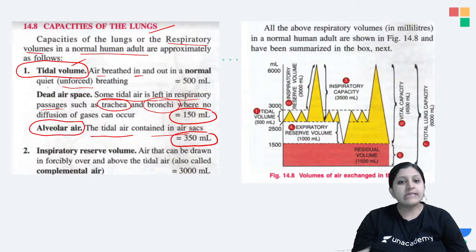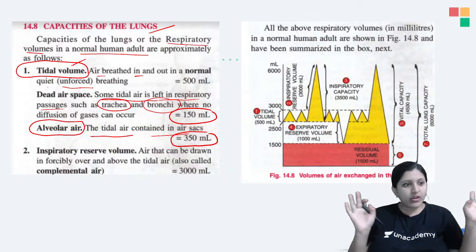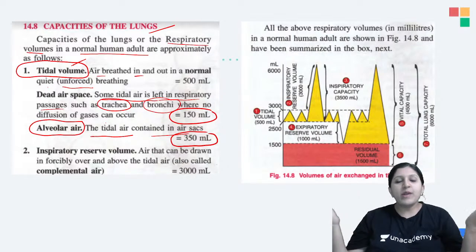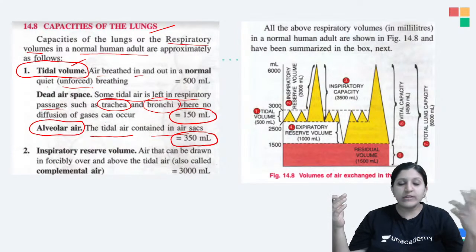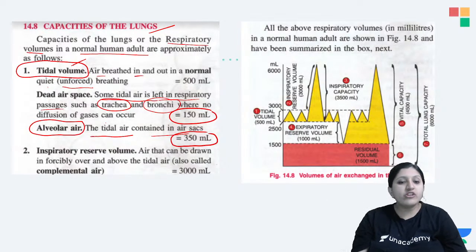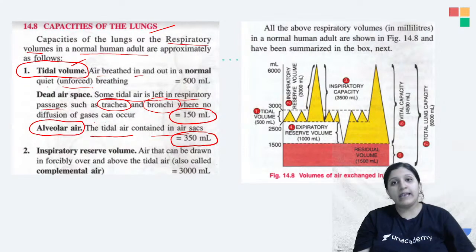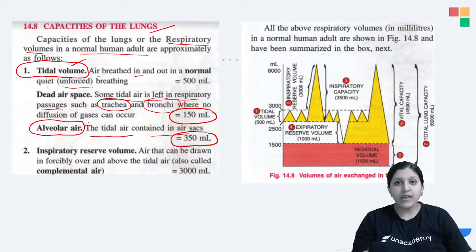Next one is inspiratory reserve volume. What is inspiratory reserve volume? The air that can be drawn in forcibly over and above the tidal air. In normal breathing, we are breathing in and out and we do not notice it much. But when we mention the inspiratory reserve volume, you are forcibly inhaling air. Let's say this is normal breathing.